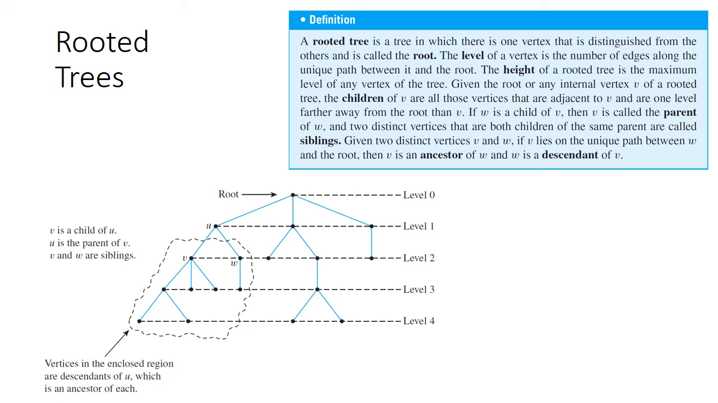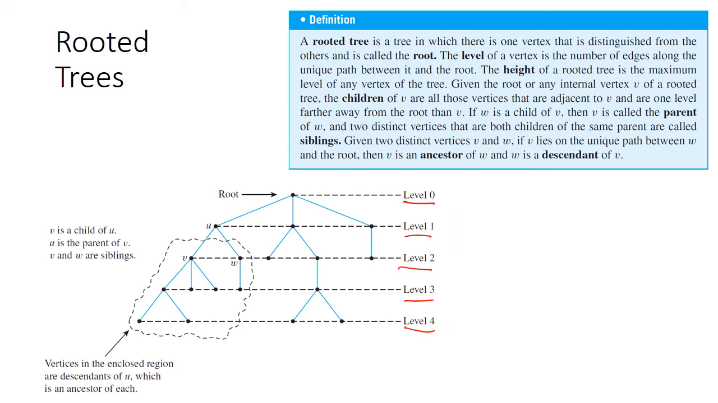Okay, the level of a vertex is the number of edges along the unique path between it and the root. You can see here the levels are all labeled. Like this vertex right here, this is level 4 because it takes 1, 2, 3, 4 edges to get back up to the root. The height of a rooted tree is the maximum level of any vertex in the tree. It's like measuring with a ruler. The height there is 4, because this is 4 edges high basically.